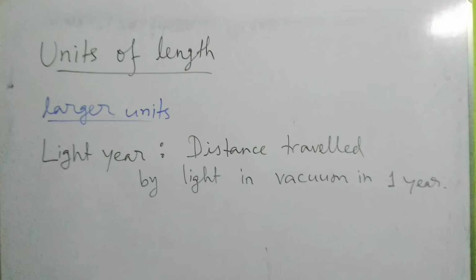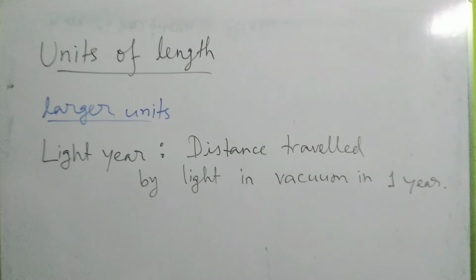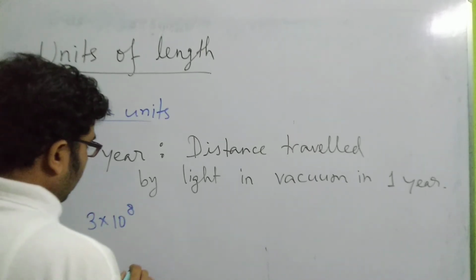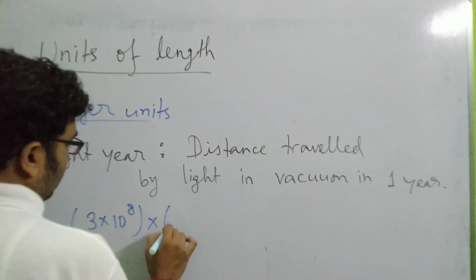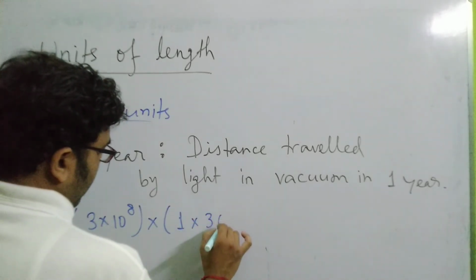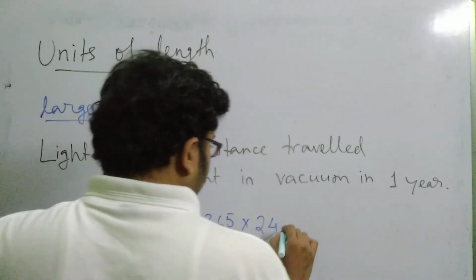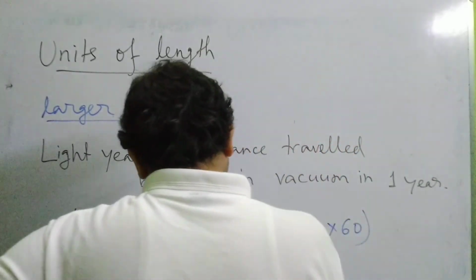So how much is the light year in terms of meter or kilometer? For this you need to calculate. The speed of light is 3 × 10⁸ meter per second, and the time is 1 year. So multiply the speed by the time, 1 year. 1 year means 365 days, 1 day is equivalent to 24 hours, 1 hour is equivalent to 60 minutes, and 1 minute is equivalent to 60 seconds. So this is the calculation.